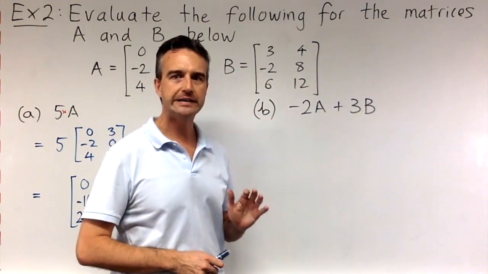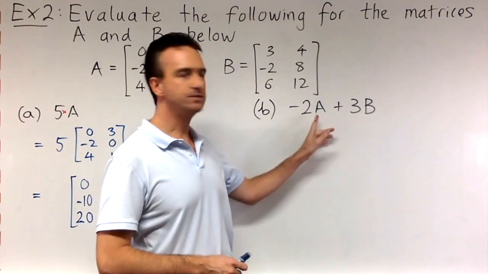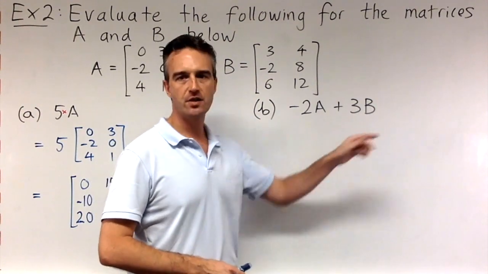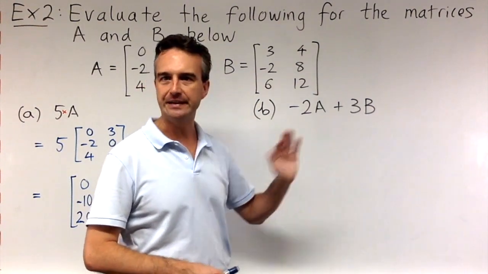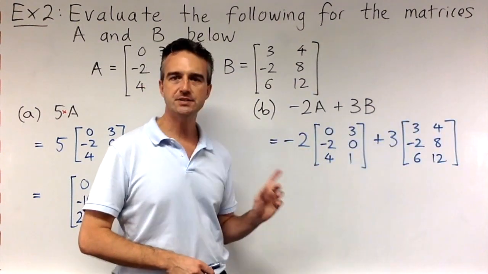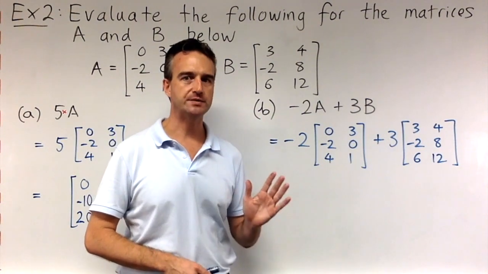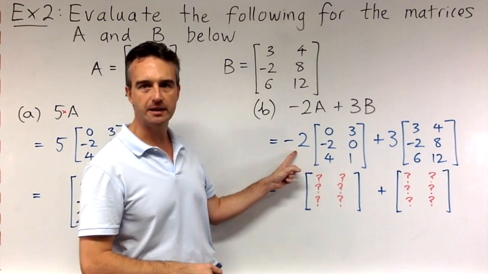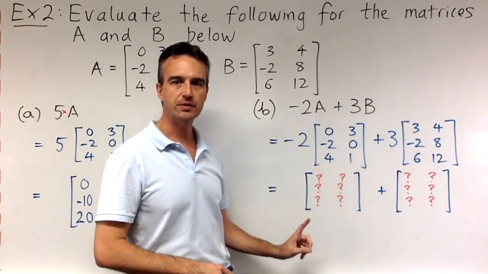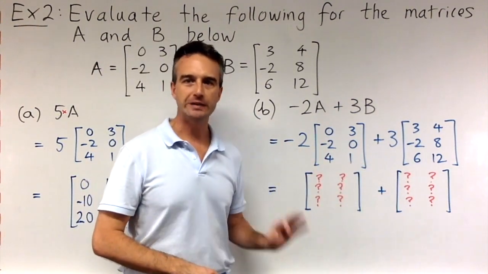In our second part here, we are going to evaluate negative 2 times the matrix A plus 3 times the matrix B. Let's write that out with the matrices A and B there, like so. And this question will probably take us more than one step. So for our first step, let's take care of these two scalar multiplications here to leave us with two simple matrices that we will add at the end.